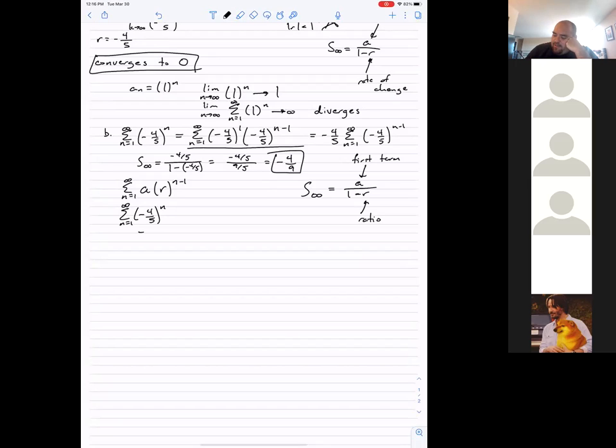So when n is equal to 1, I'm going to get -4/5. When n is equal to 2, I'm going to get plus 16 over 25. And then minus 64 over 125. And then I'll do one more: 256 over 625. I believe that's correct. And then this is going to continue forever. So if you do something like this, I think it makes it more obvious what the first term is and what the ratio is.